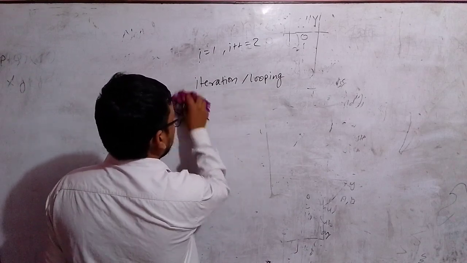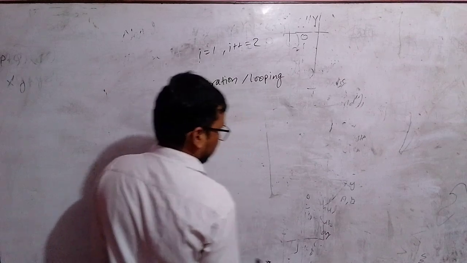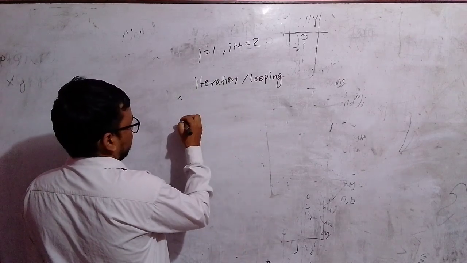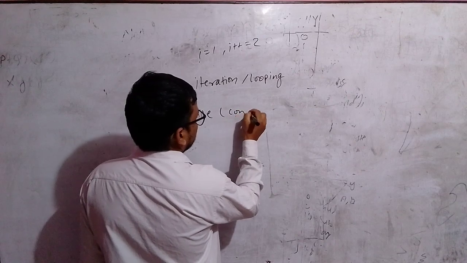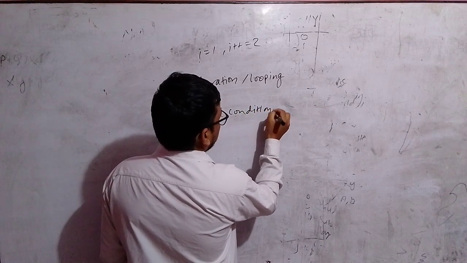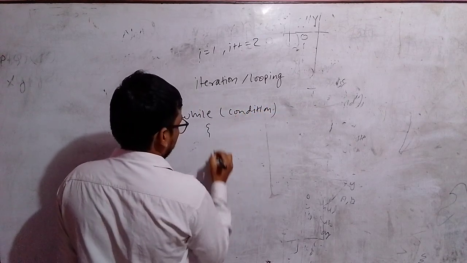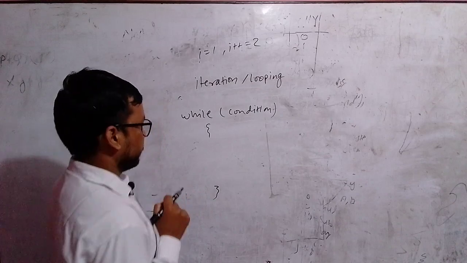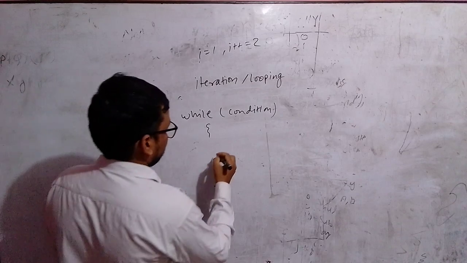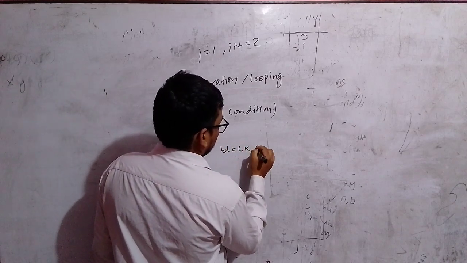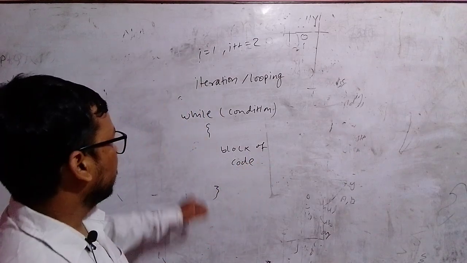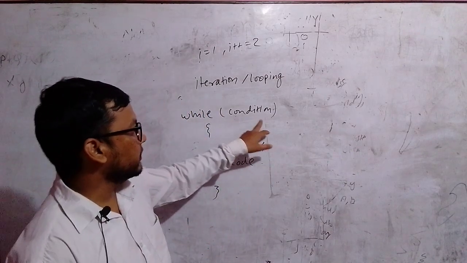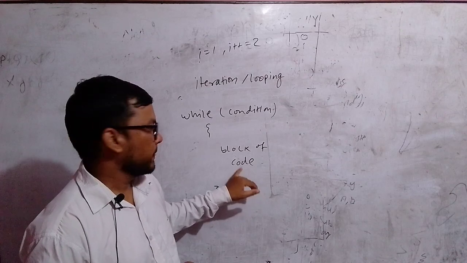Another is the while loop. Syntax: while (condition) { block }. In this way, we can write a while loop. A while loop contains only the condition and the block of code.